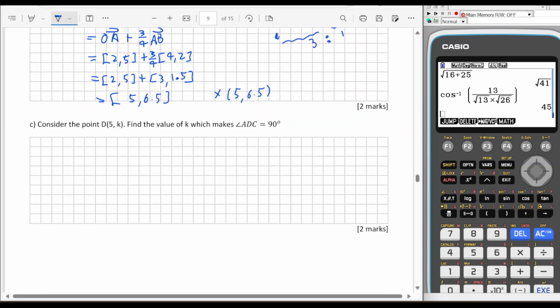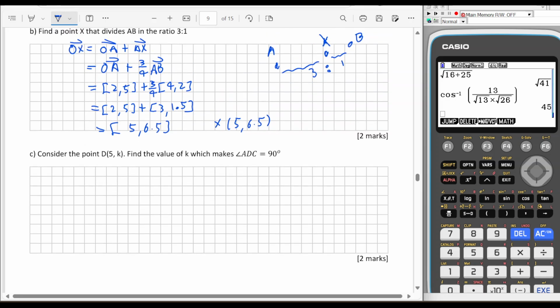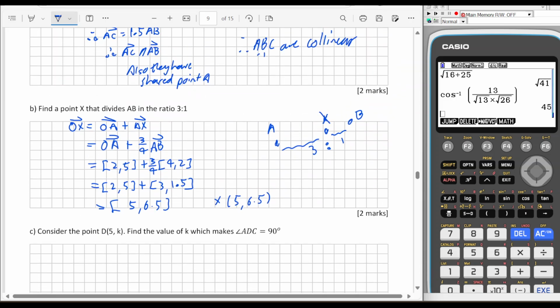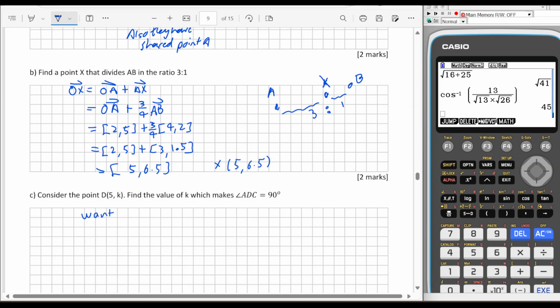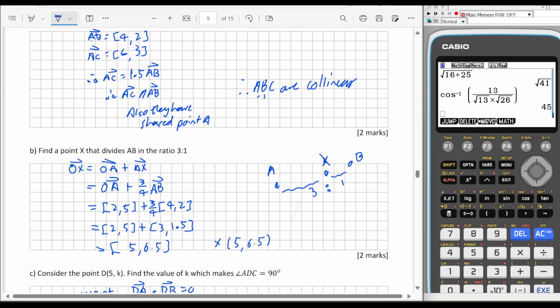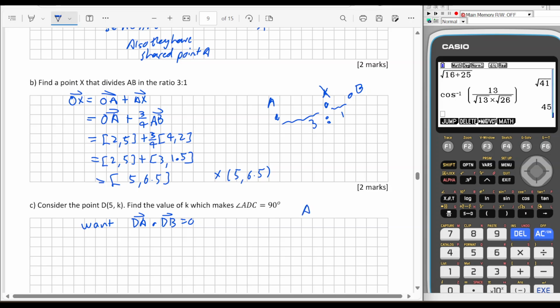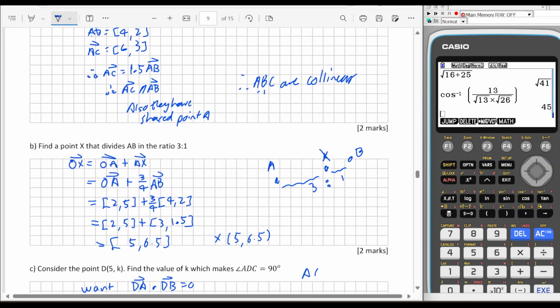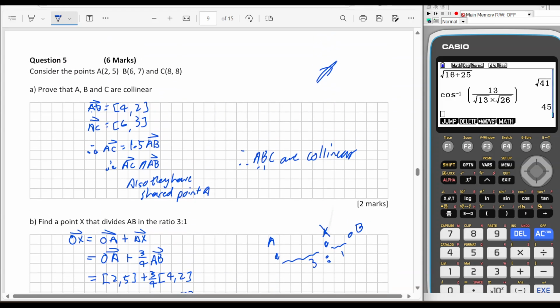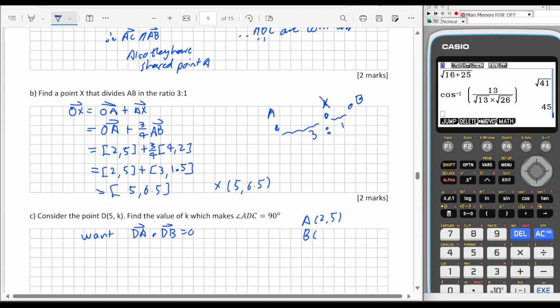Next, consider the point D (5, k). You want to find the value of k which makes angle ADB equal 90 degrees. This is another kind of tricky question. So D might sit up here, and you'd like that to be a right angle. So what we want is DA dotted with DB to equal 0. So A, just pulling these points back, is (2, 5), and B is (6, 7).